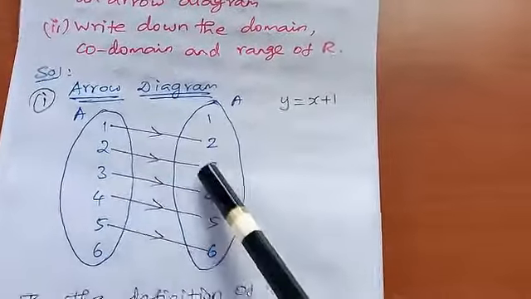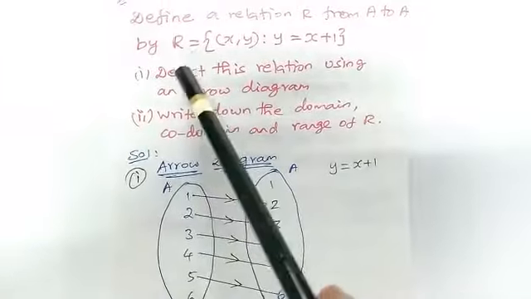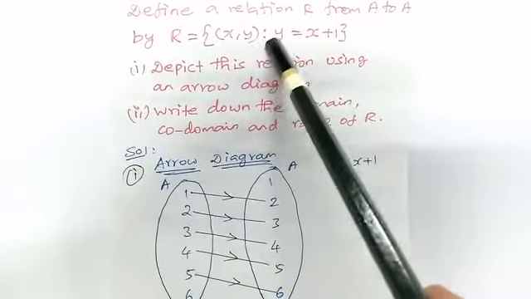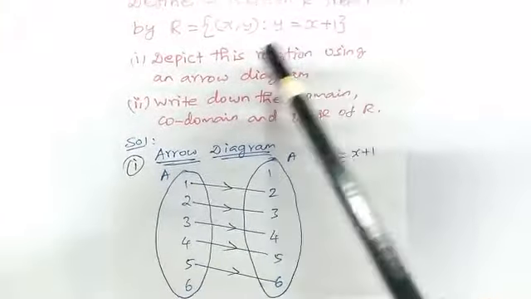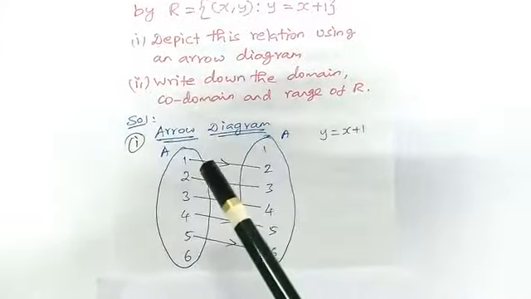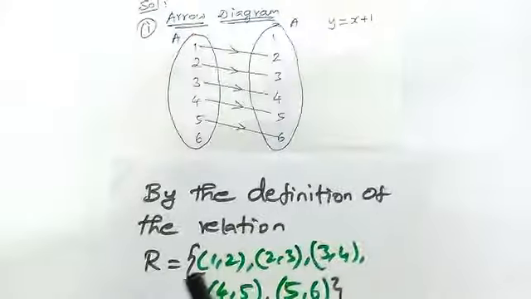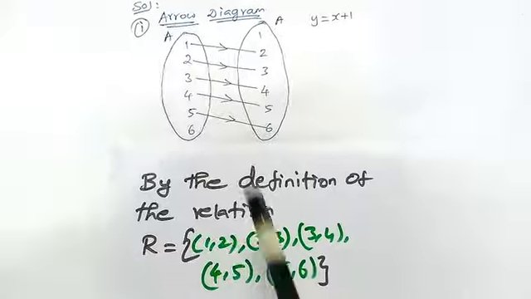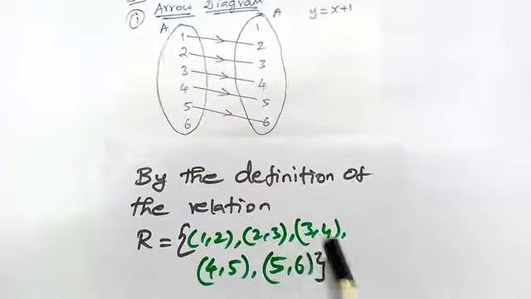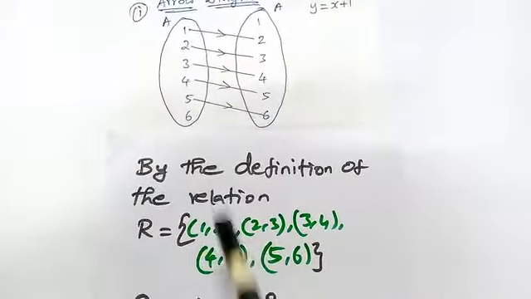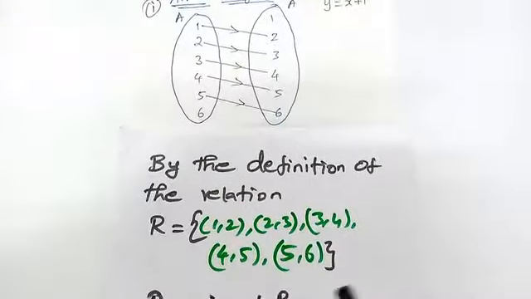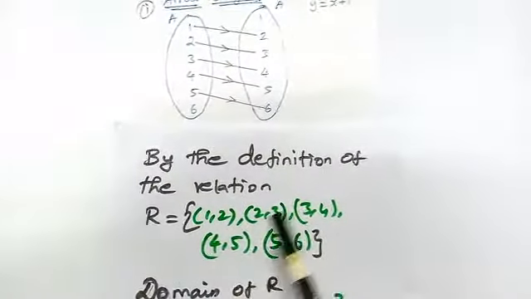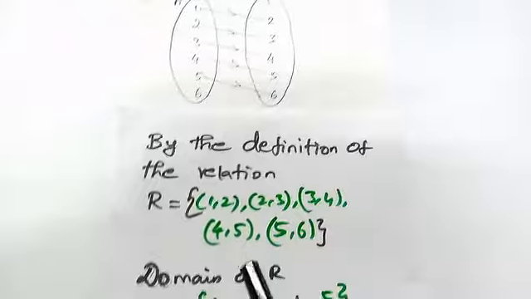So we represented it by the definition R equals {(x, y) : y = x + 1}. By definition, using the arrow diagram, we can write R equal to (1, 2), (2, 3), (3, 4), (4, 5), (5, 6). So there are 5 ordered pairs we get as the relation.